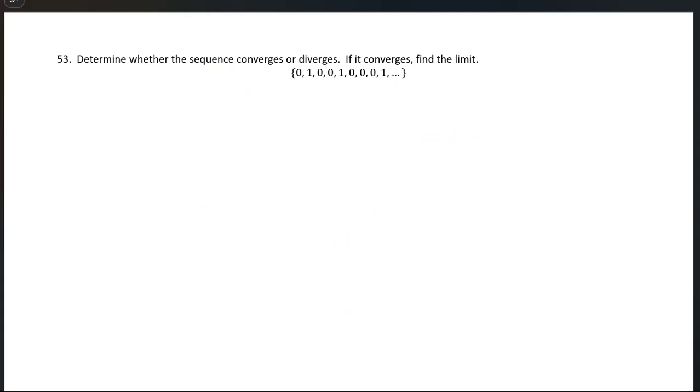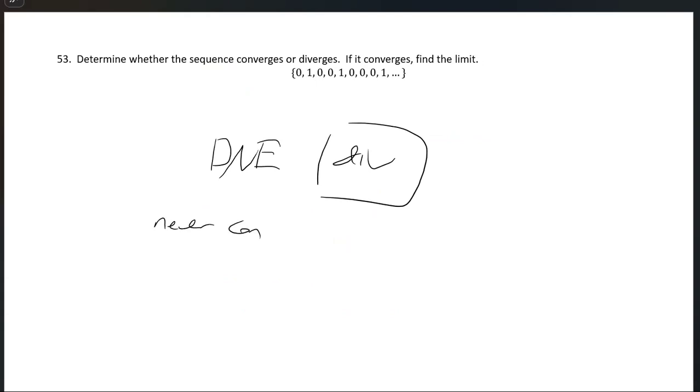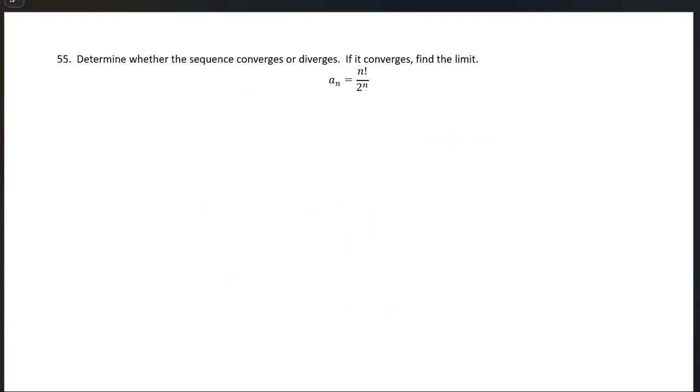Okay. Oh, this is for sure a divergent sequence. Why? Well, it never converges to a single value. It alternates between 0 and 1. Never converges to a single value. Okay? What about this one? Why does this one not exist?